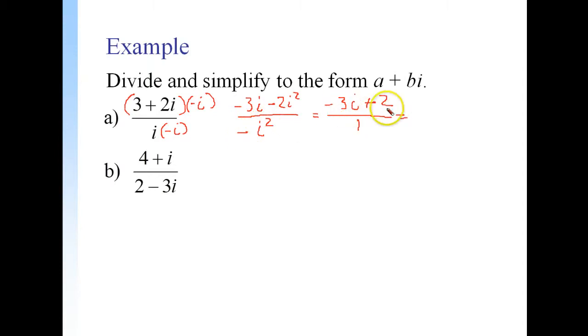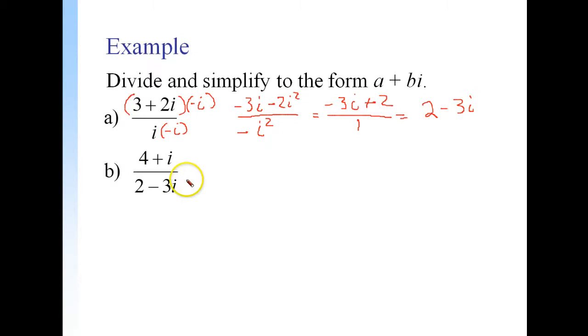And you might say, well, that's the answer. Well, in a way, it's the start of it. It's just not in standard form. So the answer then is 2 minus 3i. And we don't put it over 1.